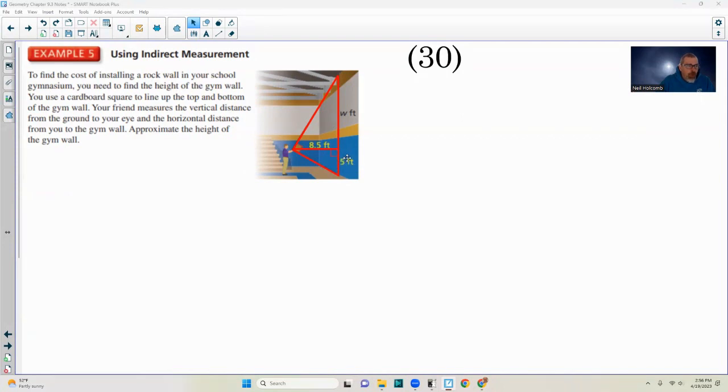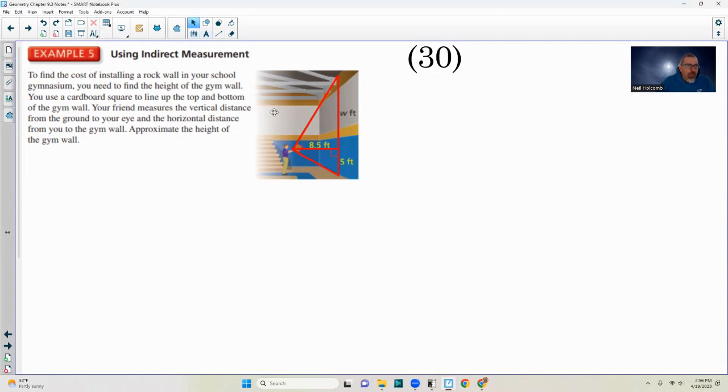Okay, and the horizontal distance from you to the gym wall. So how far are you from the wall? 8.5 feet. So if you're standing out here, your friend measured how high your eye contact is with the wall looking straight ahead, which was 5 feet, and measured how far you were from the wall, which is 8.5 feet. Without getting up onto a ladder and having to go up into these rafters, you can actually determine the height of the wall by using geometric mean.